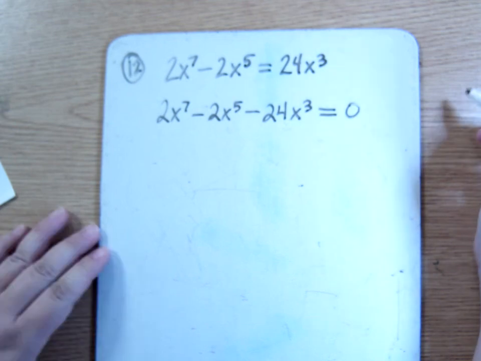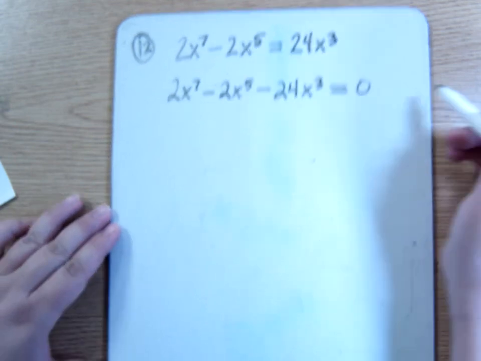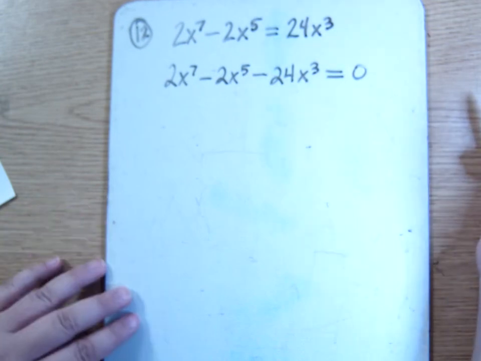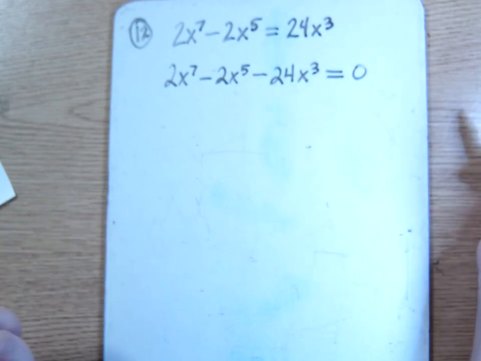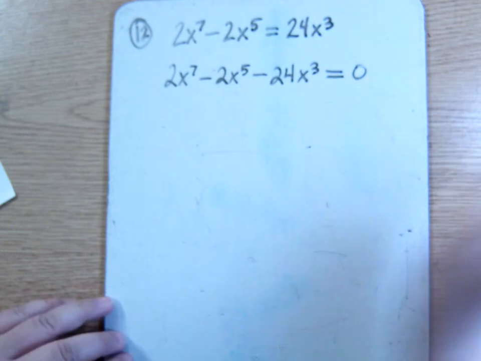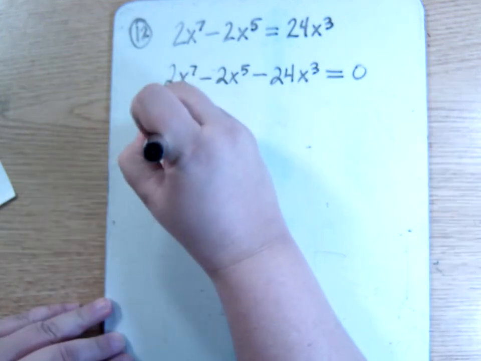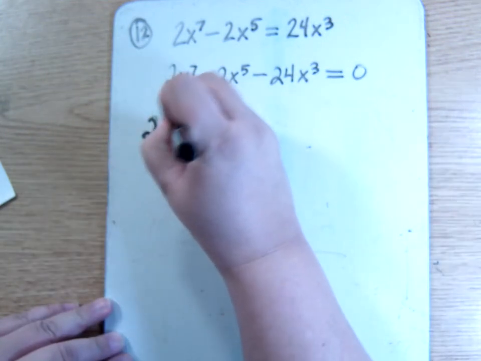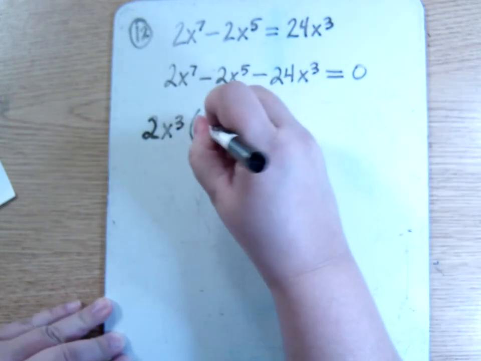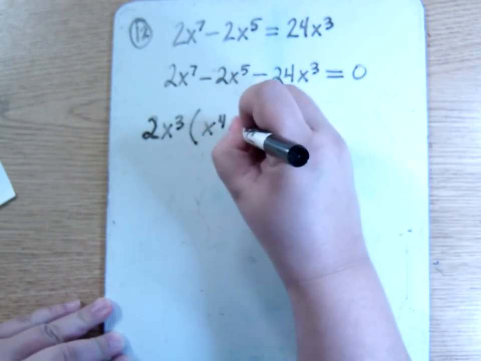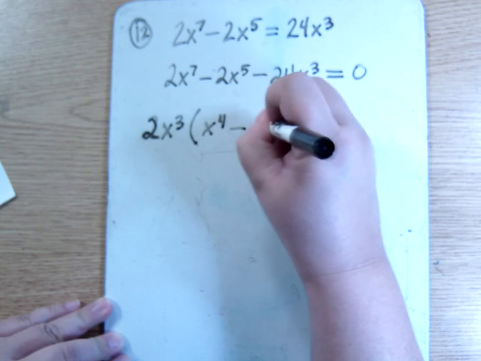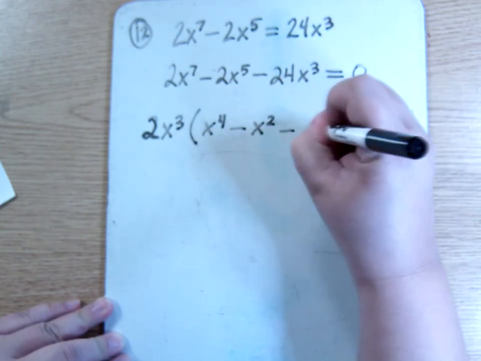Okay, first thing I'm noticing here is that I have a common factor. What have I got? 2, and then also, what about the x's? Yeah, 2x to the third can come out. So that leaves me with x to the fourth minus x squared minus 12.